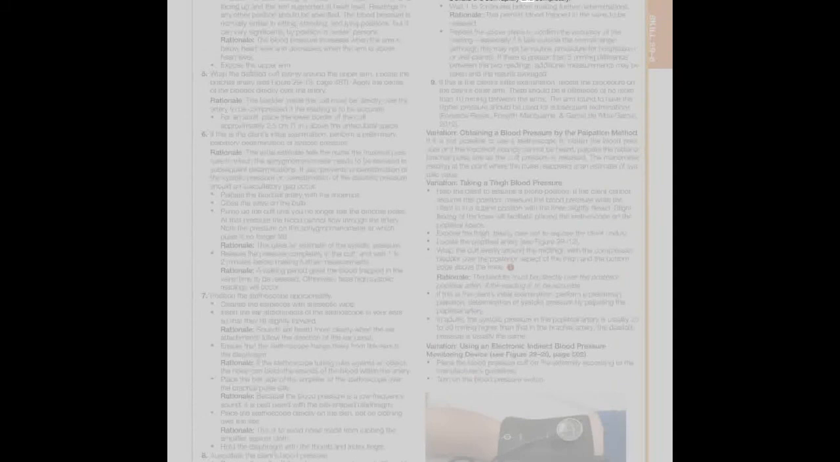Deflate the cuff rapidly and completely. Wait 1 to 2 minutes before making further determinations. Rationale: this permits blood trapped in the veins to be released. Repeat the above steps to confirm the accuracy of the reading, especially if it falls outside the normal range, although this may not be routine procedure for hospitalized or well clients. If there is greater than 5 mmHg difference between the two readings, additional measurements may be taken and the results averaged. 9. If this is the client's initial examination, repeat the procedure on the client's other arm.